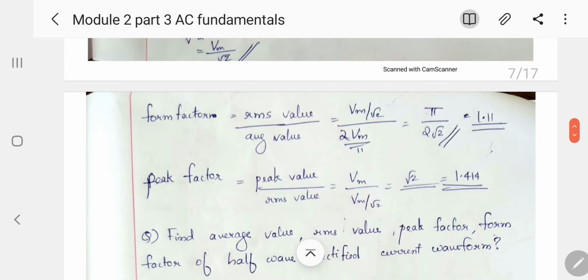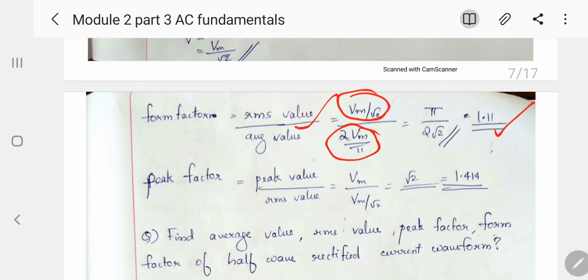Next we are going to find what is the form factor and peak factor. So form factor is equal to, you have to study the equation, RMS value by average value. We found the RMS value as Vm by root 2 and average value as 2 Vm by pi, from which you can calculate what is the form factor.